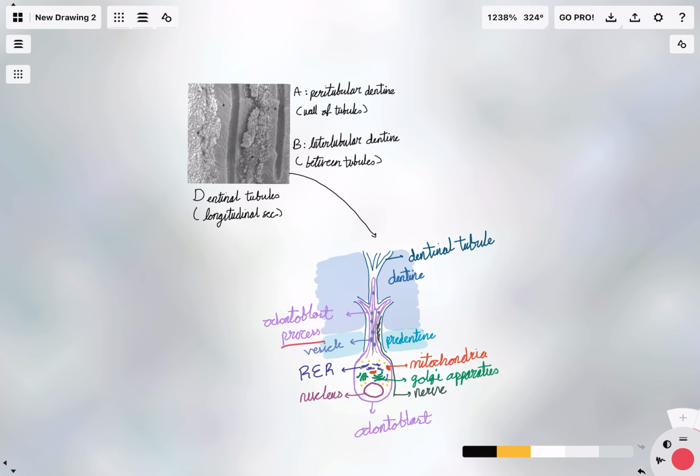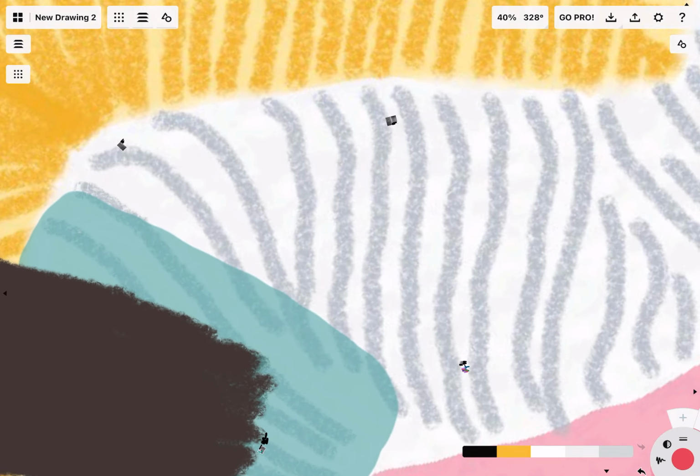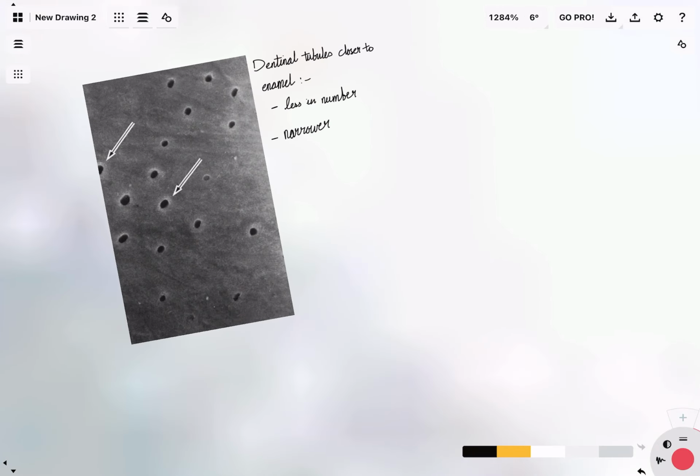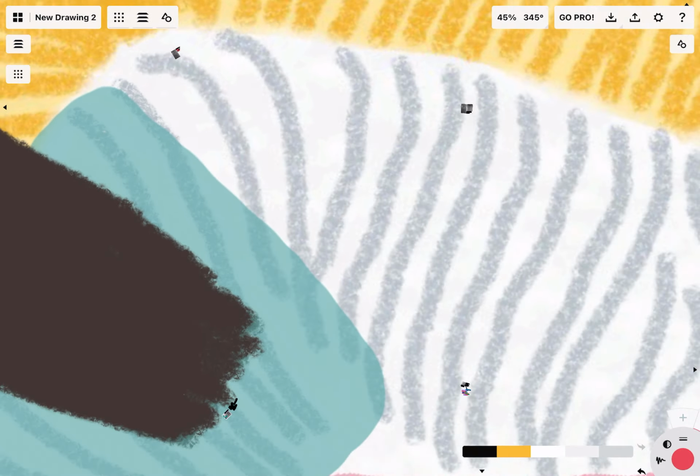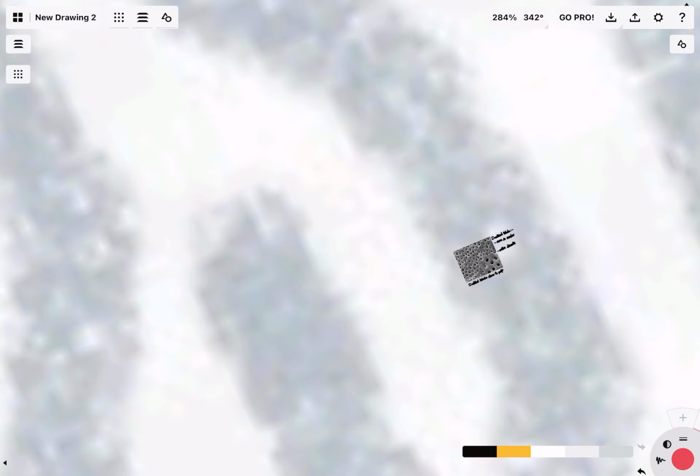Dentinal tubules contain the processes of the odontoblasts that are responsible for their formation. They also may contain afferent nerve terminals. Dentinal tubules are fewer in number and narrower as we go closer to enamel, while the opposite is seen closer to the pulp.